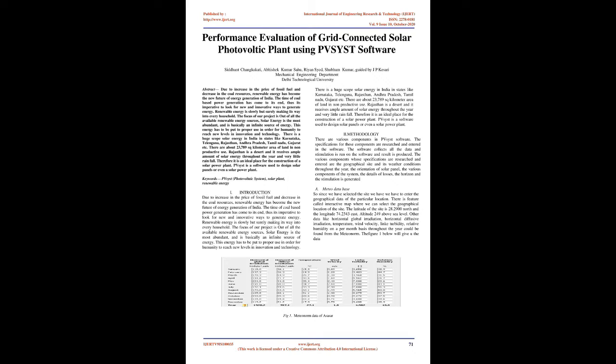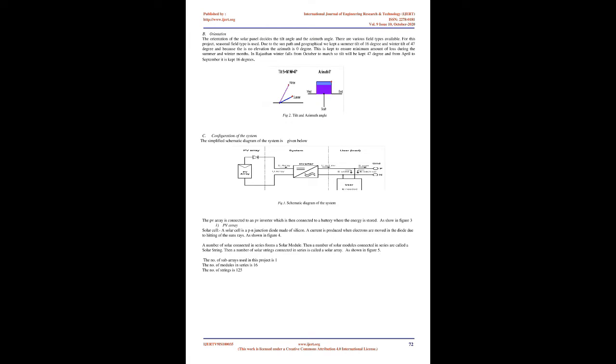This energy has to be put to proper use in order for humanity to reach new levels in innovation and technology. There is a huge scope for solar energy in India in states like Karnataka, Telangana, Rajasthan, Andhra Pradesh, Tamil Nadu, Gujarat etc. There are about 23,789 sq km of land in non-productive use. Rajasthan is a desert and it receives ample amount of solar energy throughout the year and very little rainfall. Therefore it is an ideal place for the construction of a solar power plant.